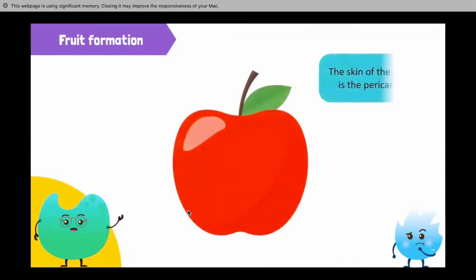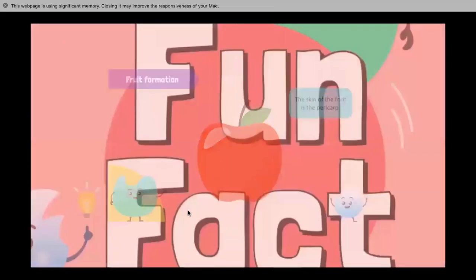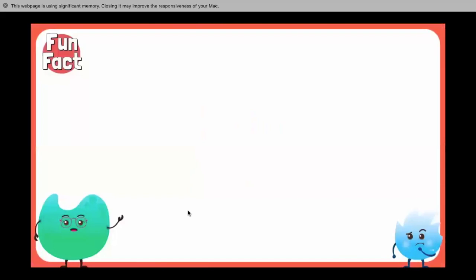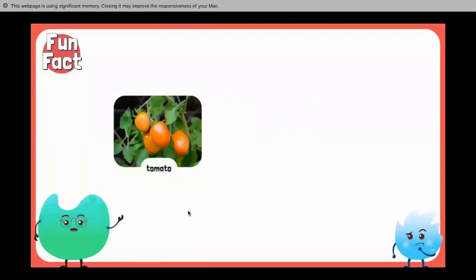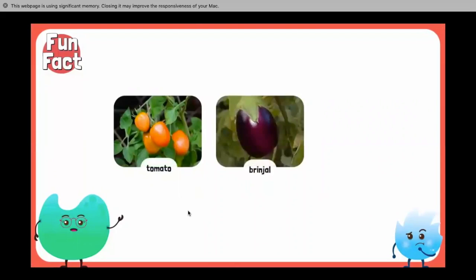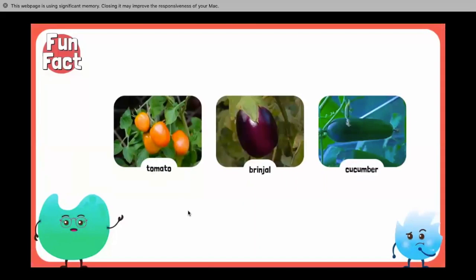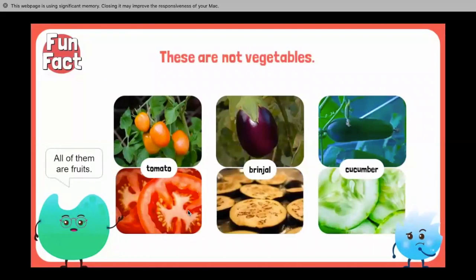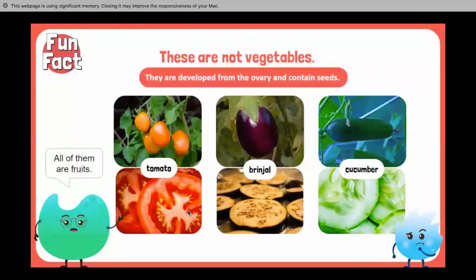The skin of the fruit, or the pericarp, develops from the walls of the ovary. At this point, the flower completely becomes a fruit. Did you know many people think that tomatoes, brinjal, and cucumbers are vegetables, but they're actually fruits? Can you guess why? Because they develop from the ovary of a flower and contain seeds.